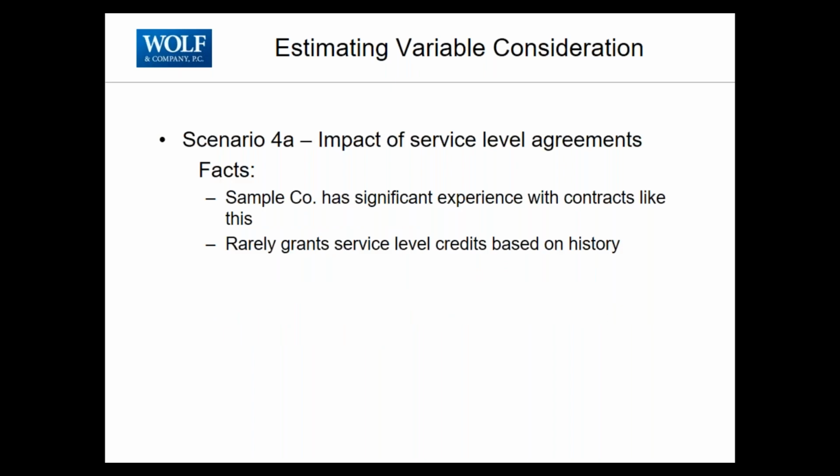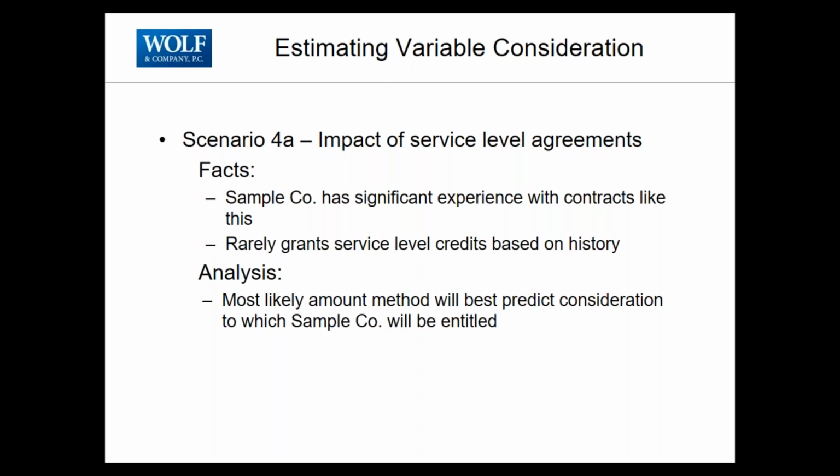So in 4A, we've got a couple of additional facts. Sample company, in this case, has significant experience with contracts like this, and they rarely fail to meet the service level requirements and therefore rarely give credits based on their history. So how does the analysis go? If you need to decide what the most appropriate method for estimating variable consideration is, you'd probably decide it's the most likely amount method because they do have that very long history. I think they can say that the most likely amount is that they're going to get that $1,000.